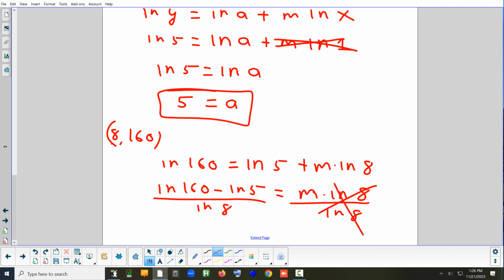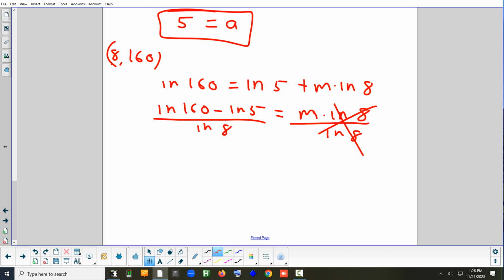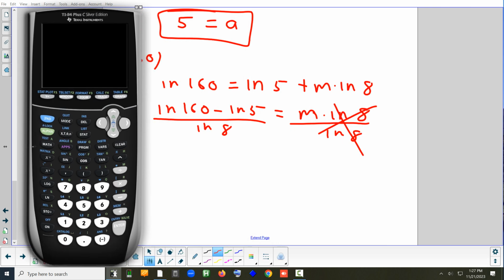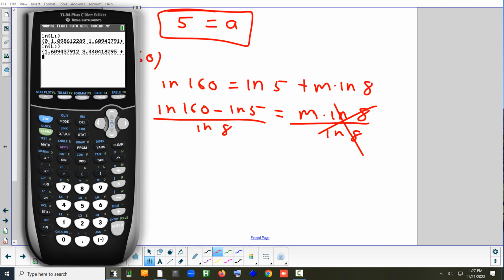Okay, so the ln is gone, and now let's see what that simplifies to. Let's take the ln of 160. You know what? We should put an extra set of parentheses around the numerator. So ln of 160 minus the ln of 5. I want it to do that first, and then when it's done, divide by the ln of 8. All right, so that gives us our value for m.